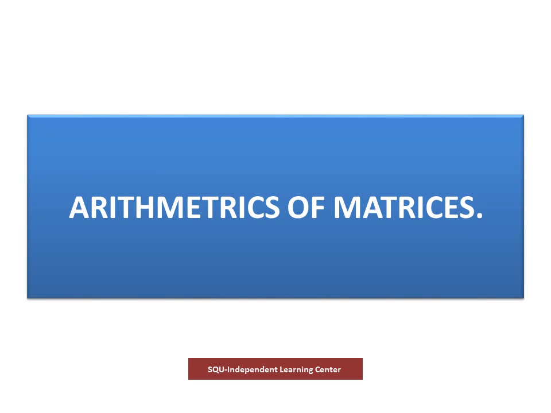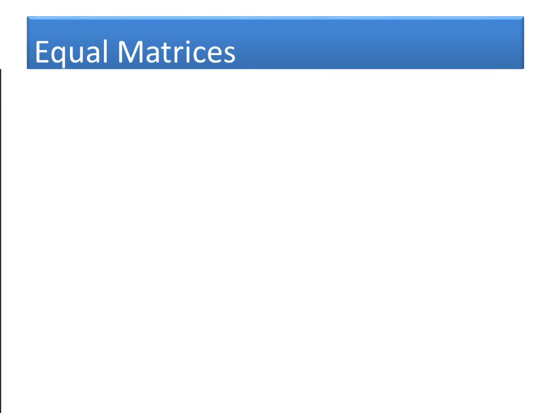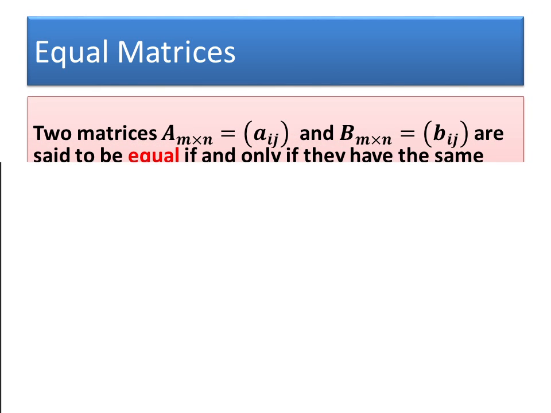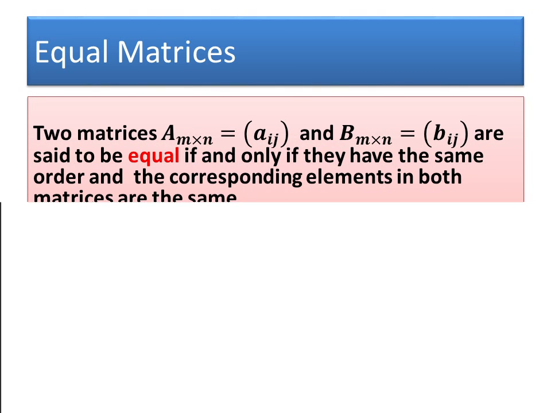Now we move to the algebra of matrices. We start with equal matrices. Two matrices A and B are said to be equal if and only if they have the same order and the corresponding elements in both matrices are the same.